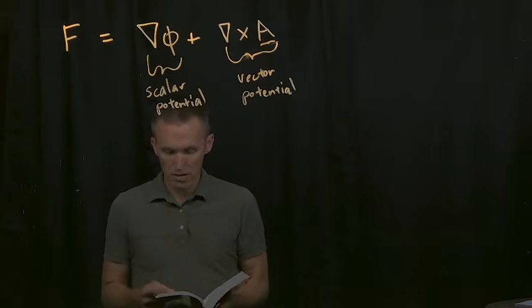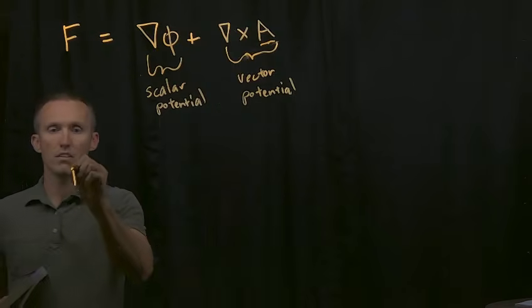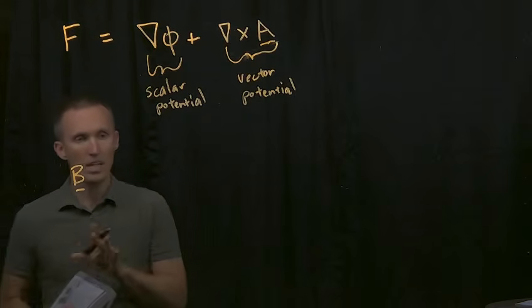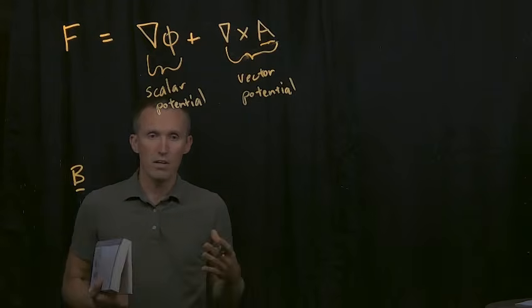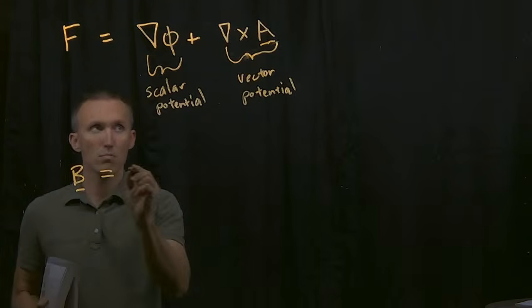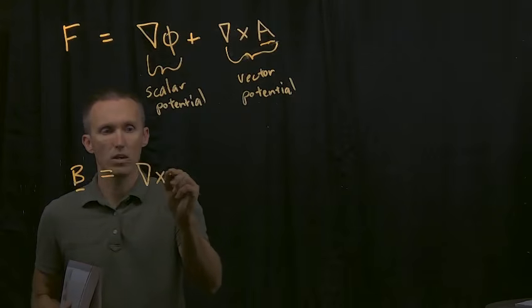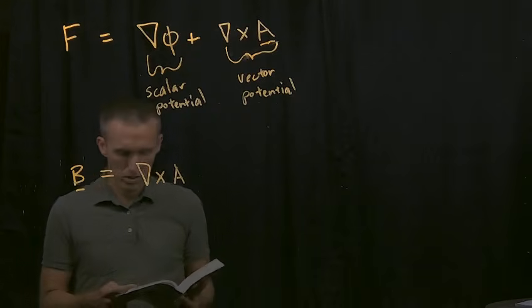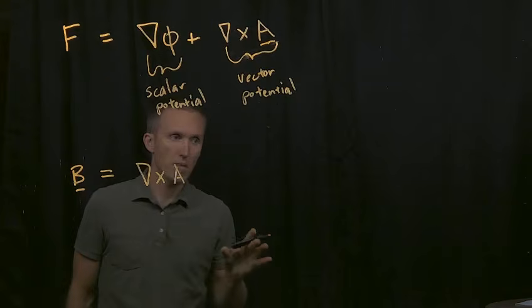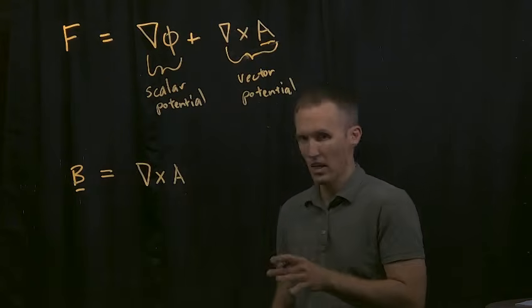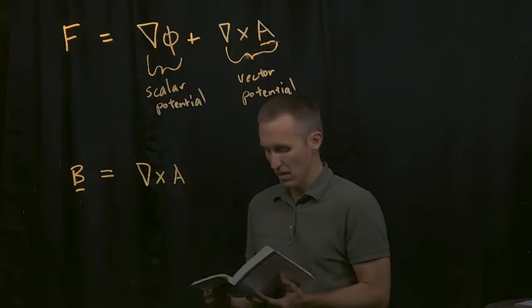So what we're going to talk about now is our magnetic field B. Remember, magnetic field B is a vector. B has a vector potential, del cross A. And in some cases, it may actually also have a scalar potential, but we're going to talk about that in just a second.